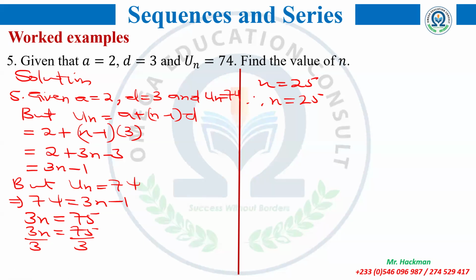Okay, so Prof. Mr. Hackman, please, I want to know why we didn't bring the minus 1 to the left side to become positive. Oh, okay, I'm sorry, I've seen it. We thank God. If you like, you can still keep this 3n here and move, so you get 75 is equal to 3n, then later conclude with the n here. If that is how you want to deal with it, there's nothing wrong with that. You can equally do that.